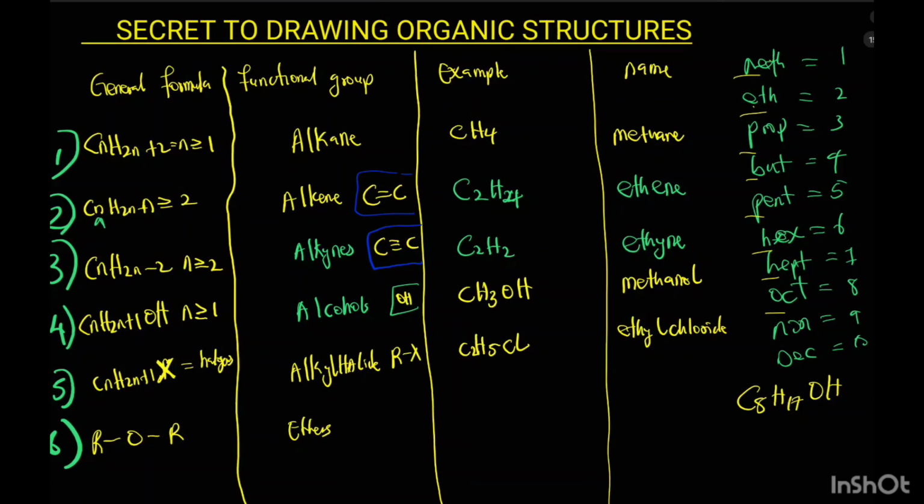Example, we have CH3OCH3. This will be known as dimethyl ether. In another way, we call it methoxymethane. Okay, so the next one.